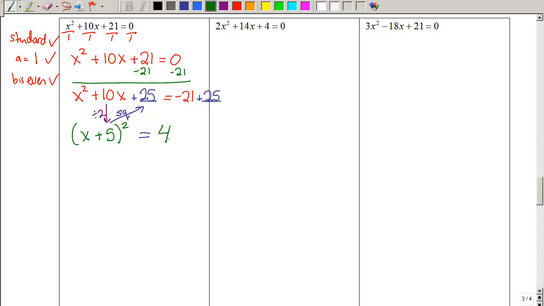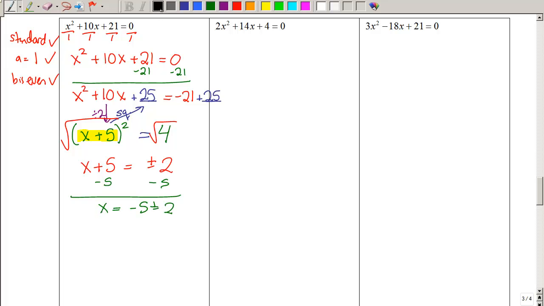And what I have now is an expression squared equals a value, which tells us we can use the square root method. So I'm going to square root both sides. And we remember that every time we take the square root of both sides, we have to take the plus or minus part. And then I finish solving this. So my answer is x equals -5 plus or minus 2.